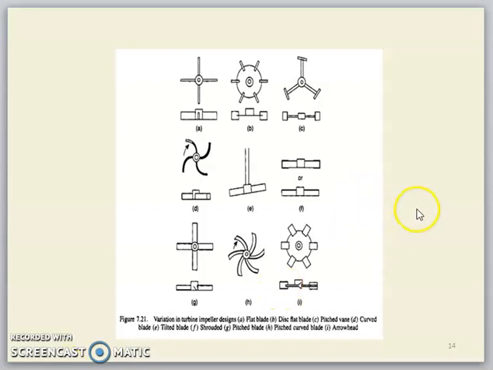The figure shows the variation of impeller designs that can be used in the fermentation. And mostly the type of impeller being used is the type named as the disc flat blade. This one. And this flat blade has 6 plates on the disc.